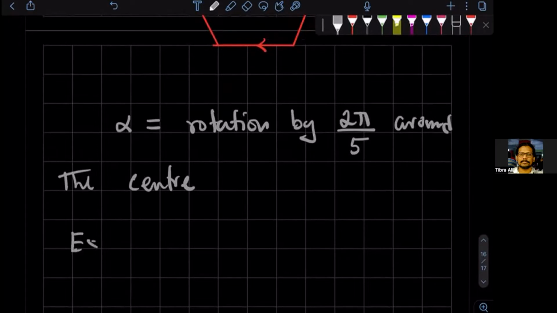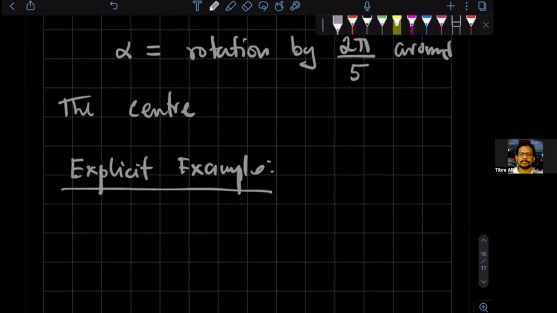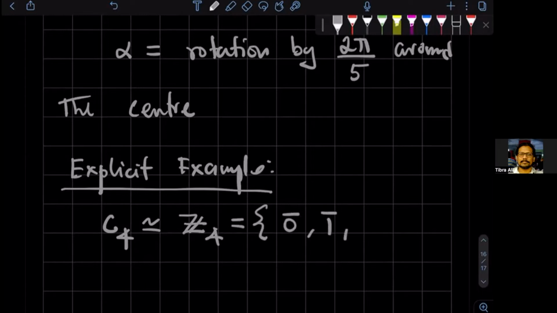All right. So let's do an explicit example. Now this example is a bit weird, so it's C4. And we know that C4 is isomorphic to Z4. Now what is Z4? Z4, let's write it like this. Maybe it's a bit of an abuse of notation, but it's got 4 objects. So let me define what Z4 is.